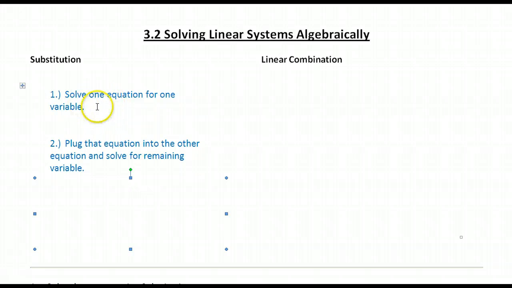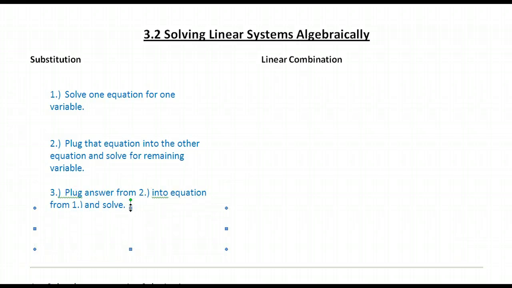So we're going to take our equation from 1, plug it into the other equation, and solve for the remaining variable. Now if we've done our math correctly, we should have one variable left, and we know what its value is. So we're going to take that value for that one variable and take that answer from 2, plug it into our equation from 1, and solve for the final variable.